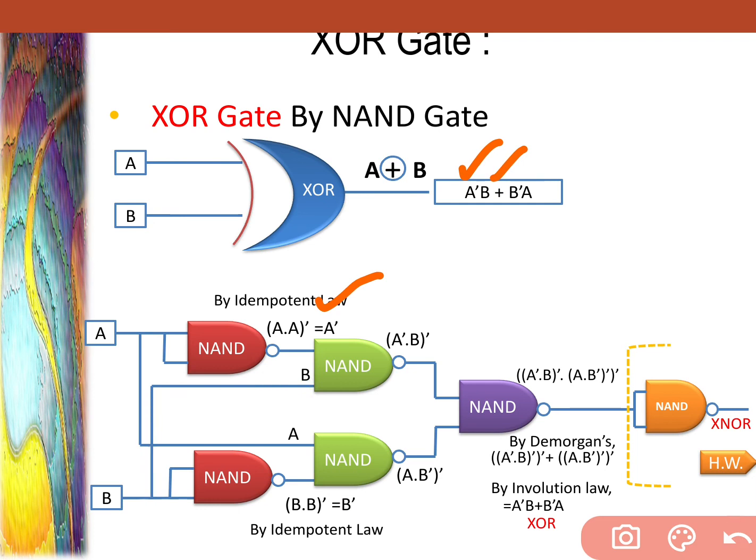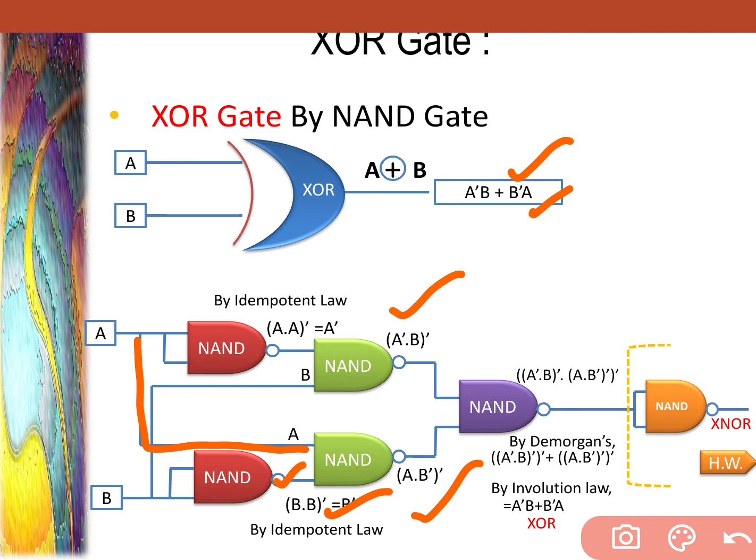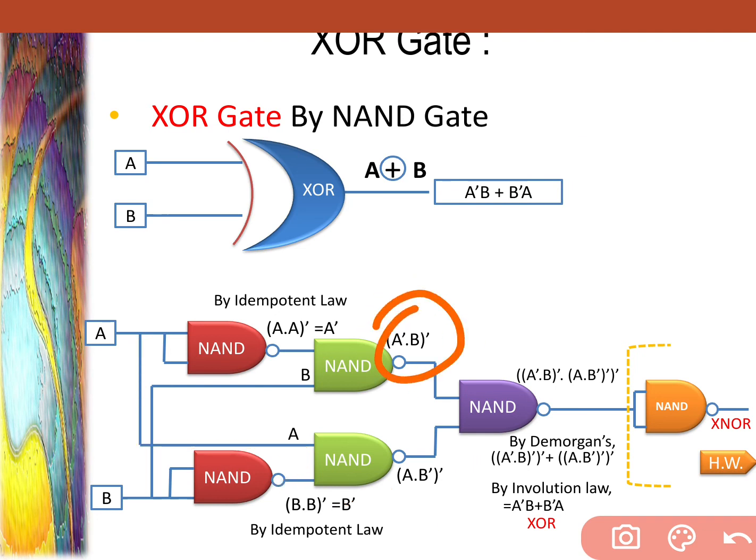Then see, B dash we are having. See, here we are having B dash. This one. B dash we are having. We have to combine it with A. See, we are going to combine it with A. Then from the NAND gate we are getting A dash dot B whole dash, and A dot B dash whole dash. These expressions we are getting.